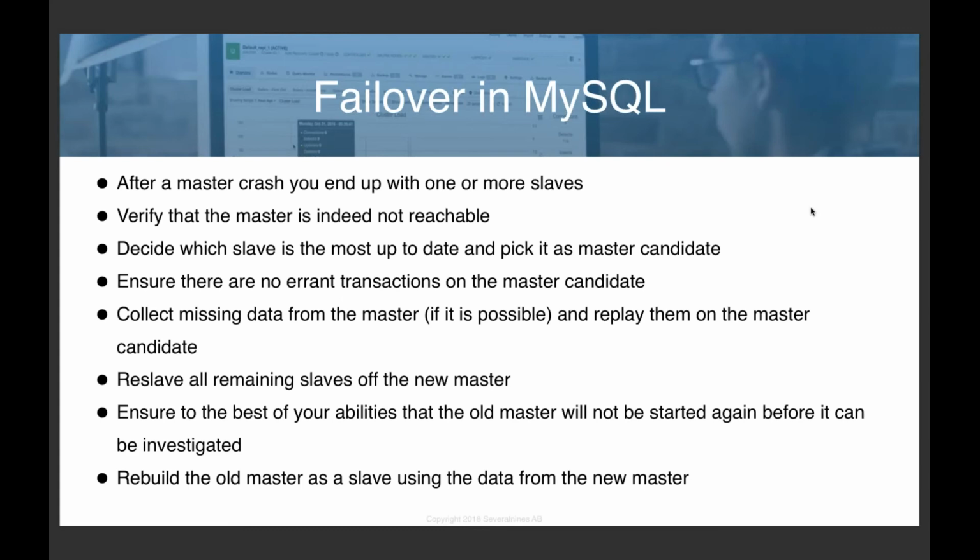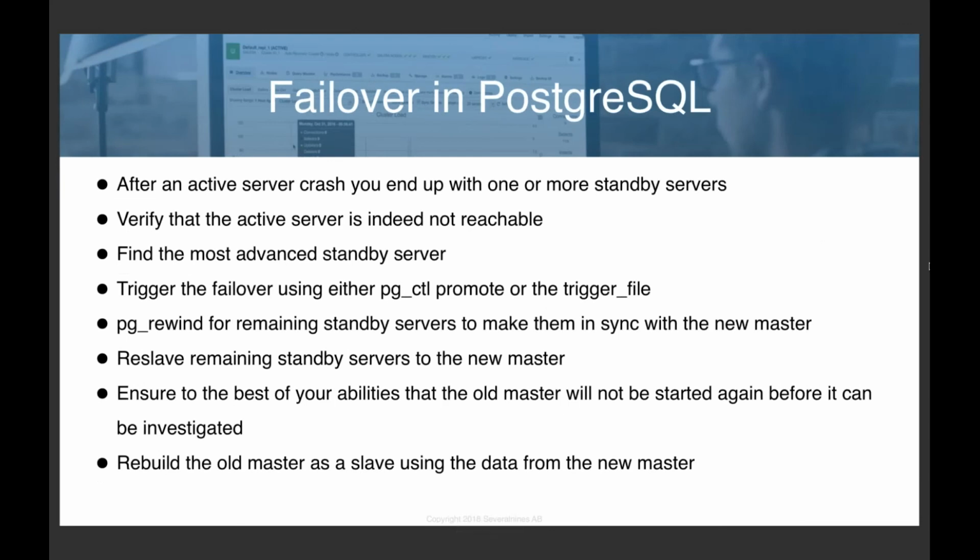And slave the remaining slaves. Then also a quite important point: ensure, to the best of your abilities, that the old master will not be started again. So you want to keep it down. You want to maybe do some investigation of the crash. Afterwards, you might probably want to rebuild it using the data from the new master, and set it up as a slave. But it's important that it will not start automatically. Sometimes it's tricky to do, and again, I'll talk about it later. But yeah, that's quite important.